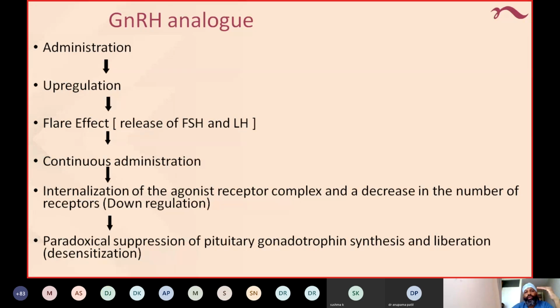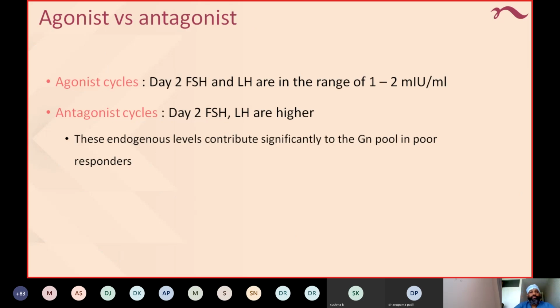So what are a few commonly used GnRH analogs you must have heard of? Lupride, or Lupride daily doses. These are a few commonly used GnRH analogs which are used for down regulation or desensitization. Agonist and antagonist, you must have heard these names commonly. Since the advent of IVF stimulation, initially the agonist was very much in use.